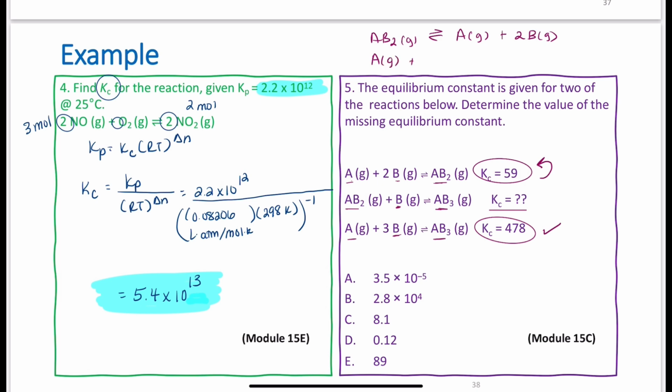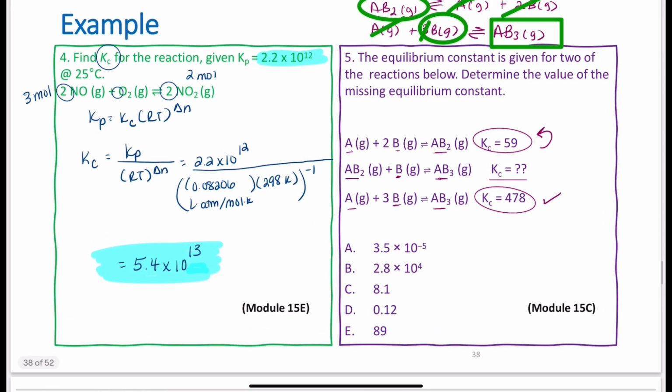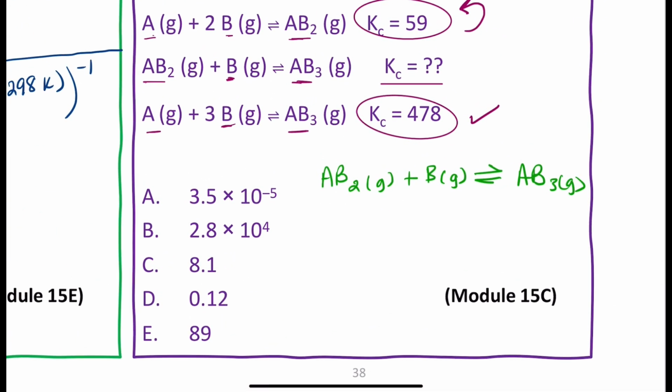I've got A gas plus 3B gas in equilibrium with AB3 gas. My A's cancel. 2 of my B's cancel, leaving 1 behind. I've got AB2 plus B giving me AB3. Sorry, I really can't write on the bottom of my screen. AB2 gas plus B gas giving me AB3 gas. That's what happened when I flipped the first one, kept the second one the same, and added them together. And I look, and it does in fact match, which is great.